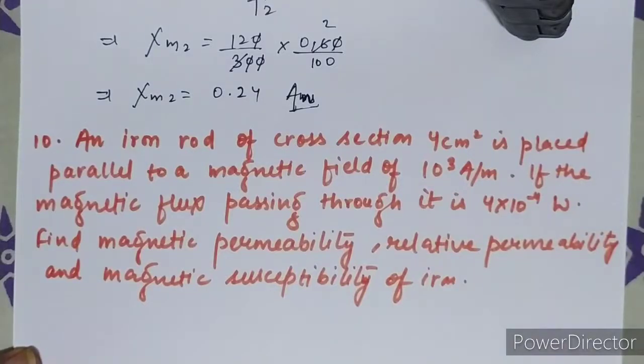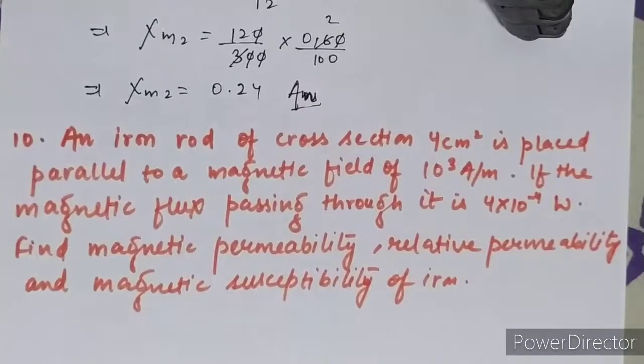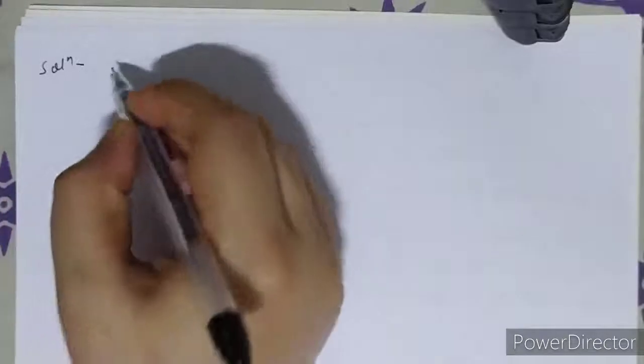We have to calculate the magnetic permeability, relative magnetic permeability and the magnetic susceptibility. These are all correlated to each other one by one. The area has been given, the magnetizing field has been given, and the value of the flux is also given. So first of all we write the given values.